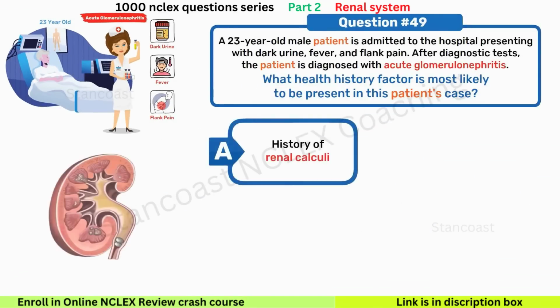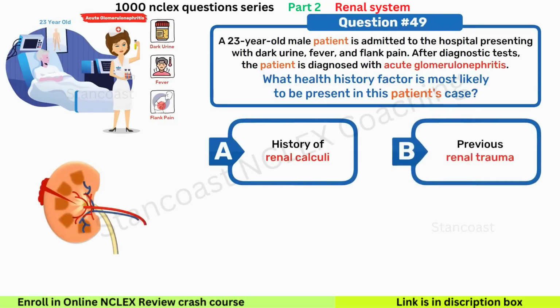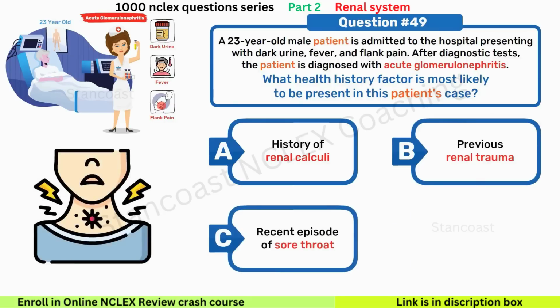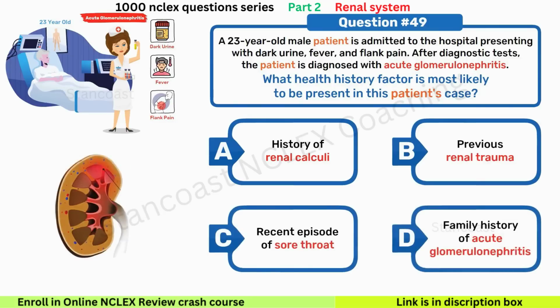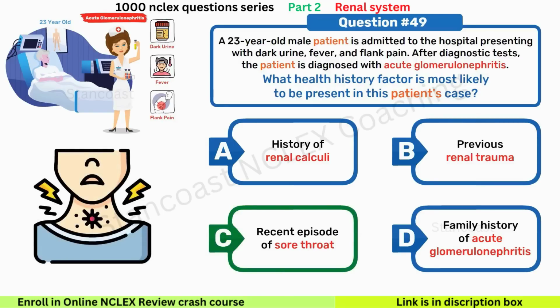A. History of renal calculi. B. Previous renal trauma. C. Recent episode of sore throat. D. Family history of acute glomerulonephritis. The correct answer is C. Recent episode of sore throat.